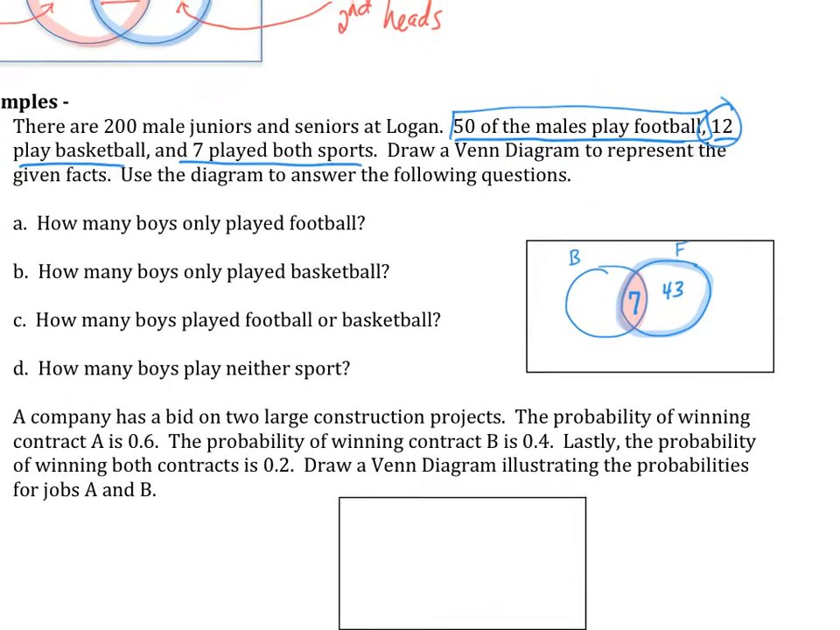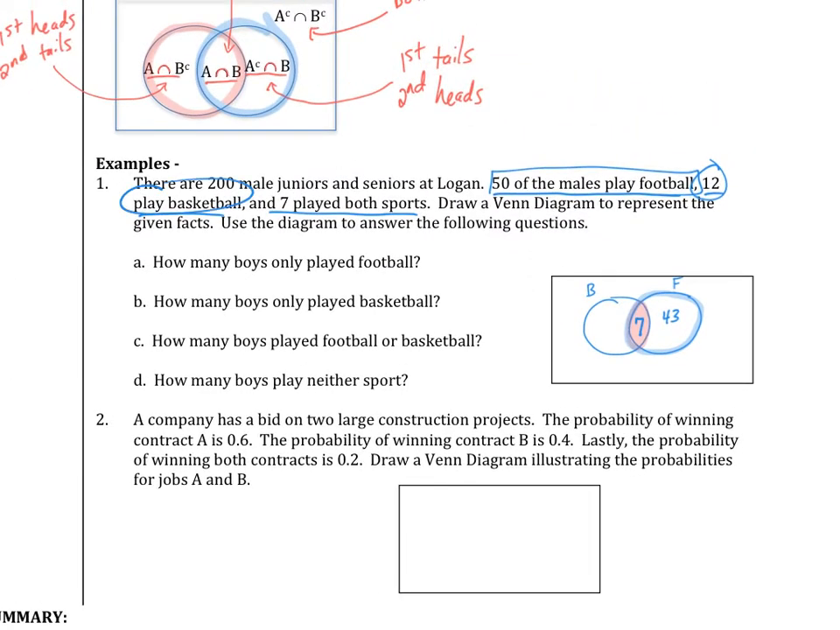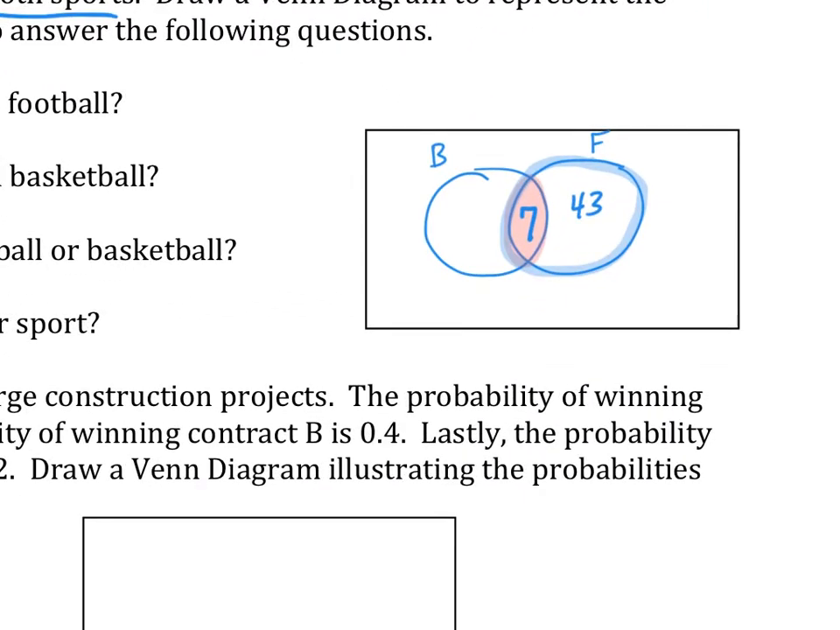Likewise, there are 12 males who play basketball. So there are 12 of them that would be in this green circle. 12 total.